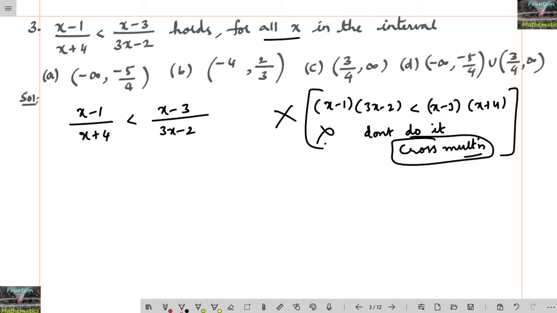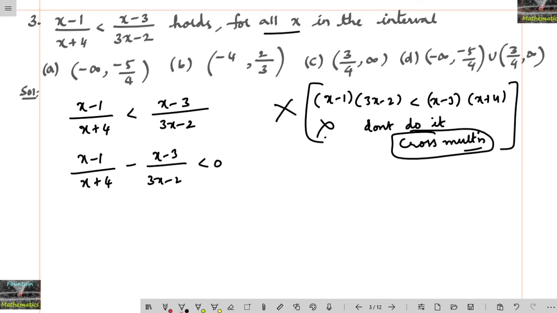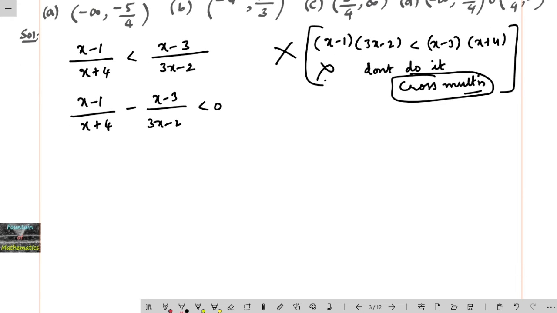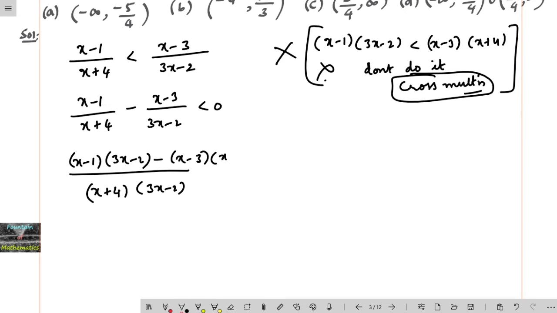So we will go by bringing the other side to one side: x minus 1 upon x plus 4 minus x minus 3 upon 3x minus 2 is less than 0. This is how we can solve it. Taking the LCM, x plus 4 into 3x minus 2 in the denominator, and in the numerator x minus 1 into 3x minus 2 minus x minus 3 into x plus 4, is less than 0.